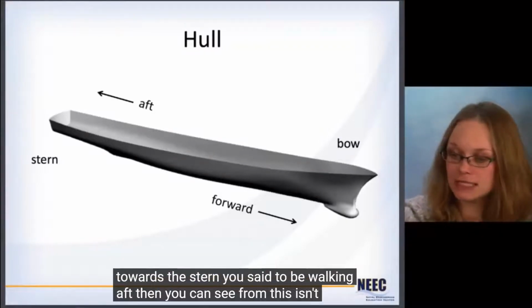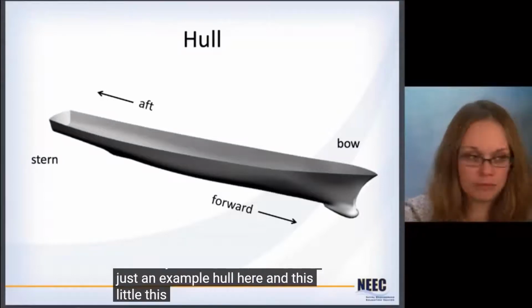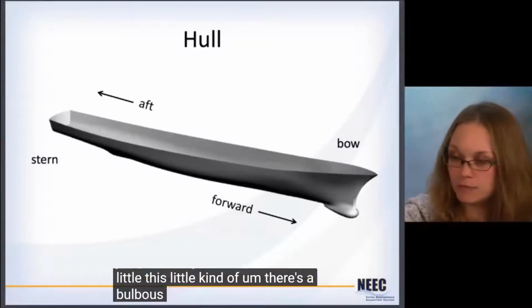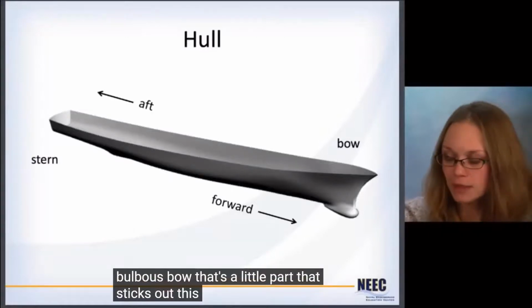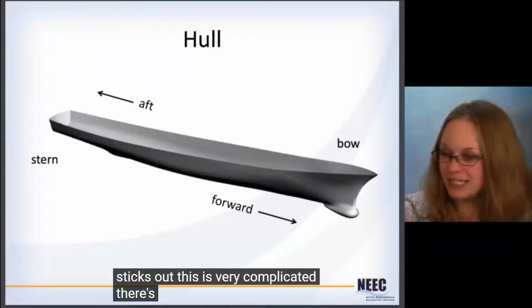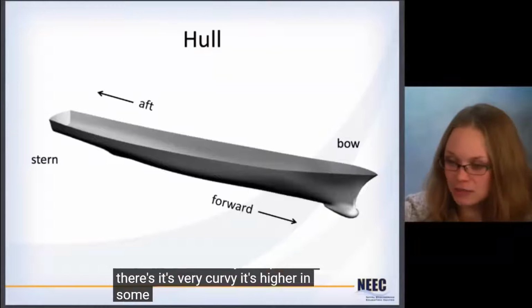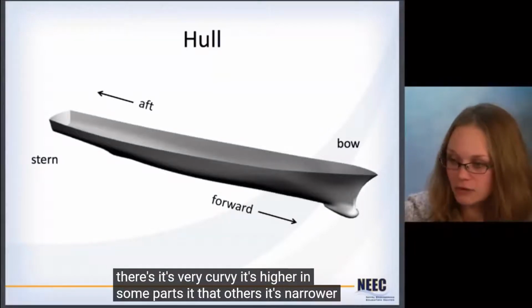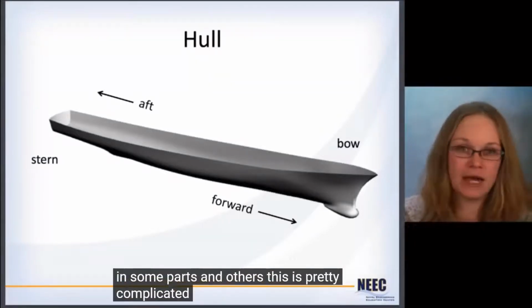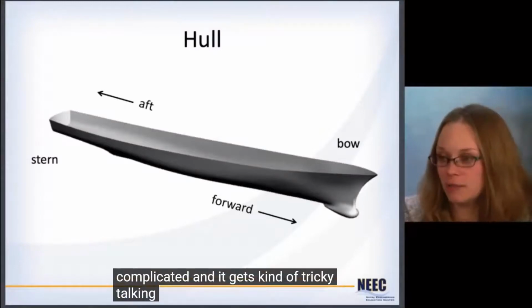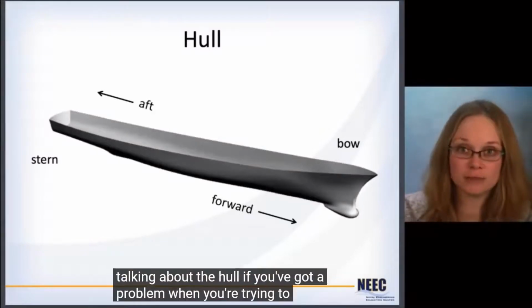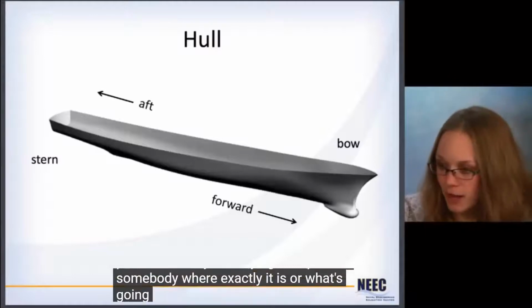Now you can see this is just an example hull here, and there's a bulbous bow. That's that little part that sticks out. This is very complicated, right? It's very curvy, it's higher in some parts than others, it's narrower in some parts than others. It gets tricky talking about the hull if you've got a problem and you're trying to explain to somebody where exactly it is or what's going on.